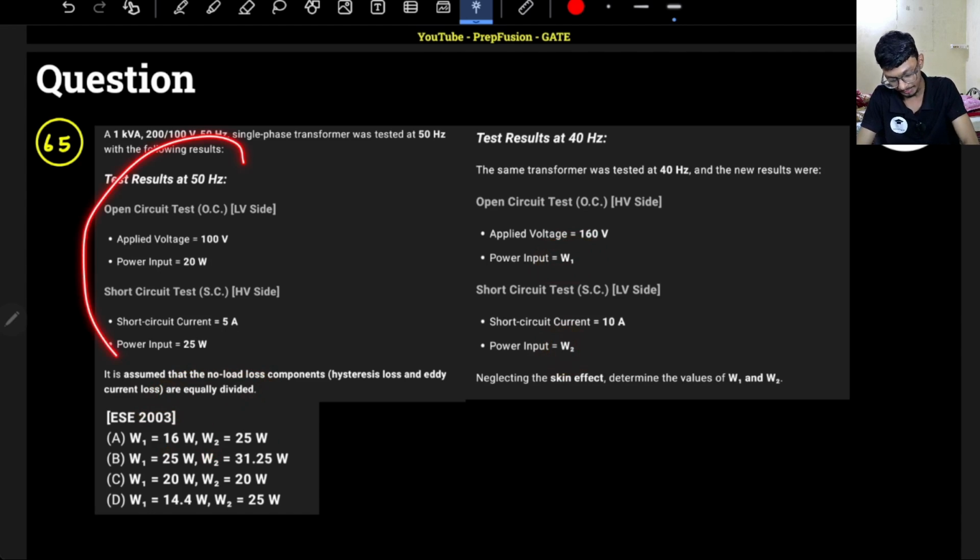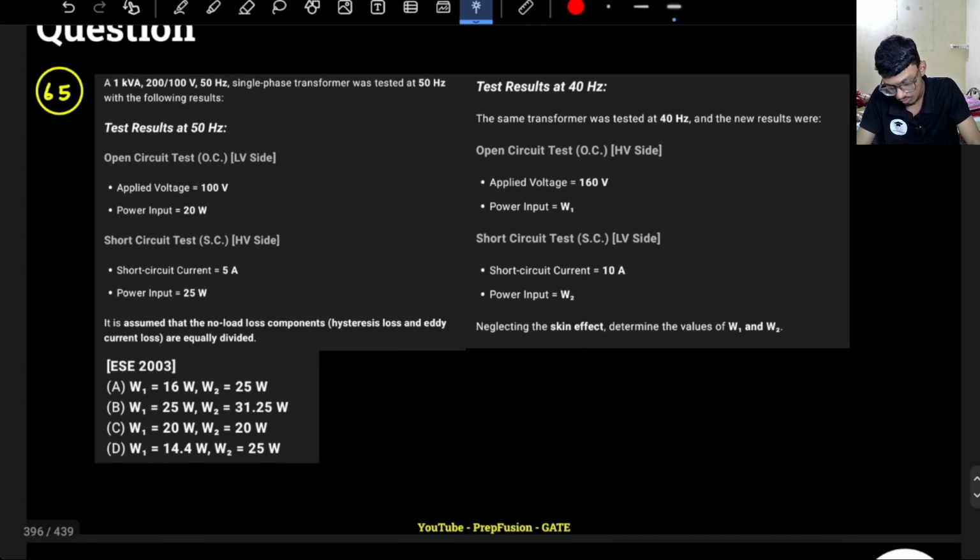So initially I am performing my test in 50 hertz. Now if I am performing my test in 40 hertz, what will be the values basically? That is what they are asking. So we have to think about this. Will I be able to find out the full load copper loss? Because my copper loss actually does not depend on the frequency. It purely depends on the current only.